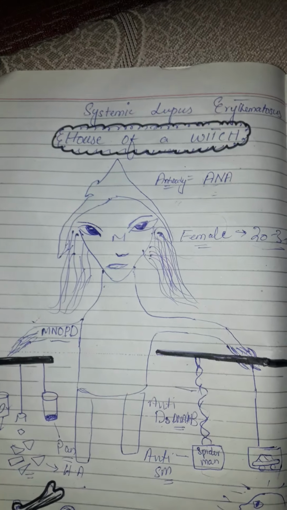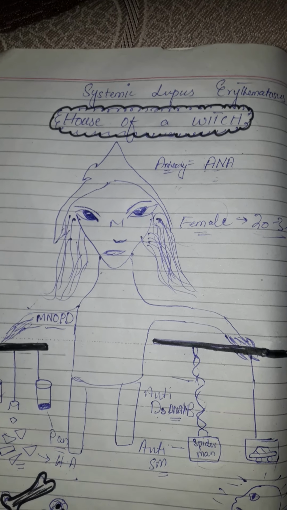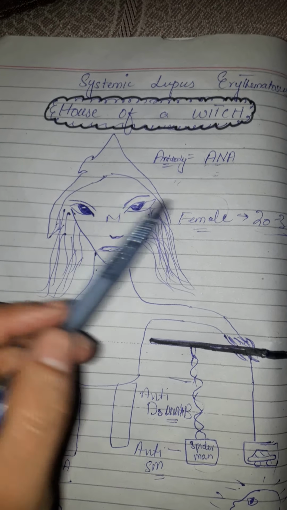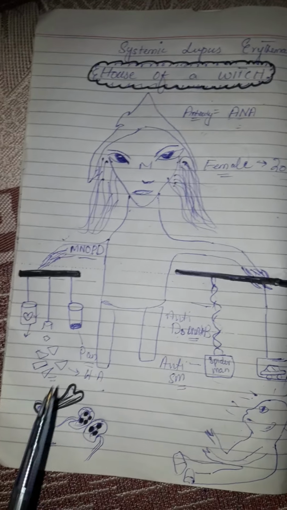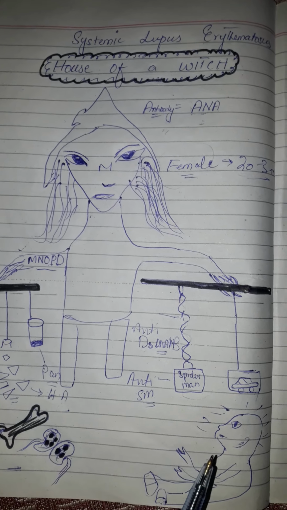Hello guys, in today's video I'm going to show you how to remember SLE. To understand it, we have a house of a witch in which a girl, her name is Anna, lives, and she has so many weird things and she's performing some magical skill on this baby.